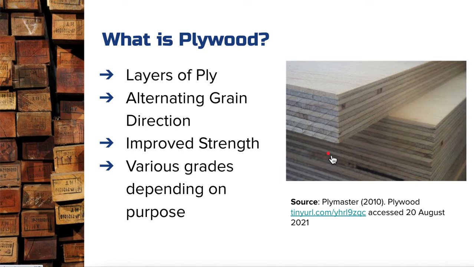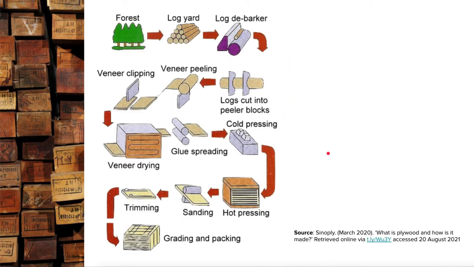Plywoods come in nice large sheets just like MDF. A standard sheet, if you went off to Bunnings to grab one, would be 1.2 meters wide and 2.4 meters long. But there are different sizes you can get there. How are these ones made?